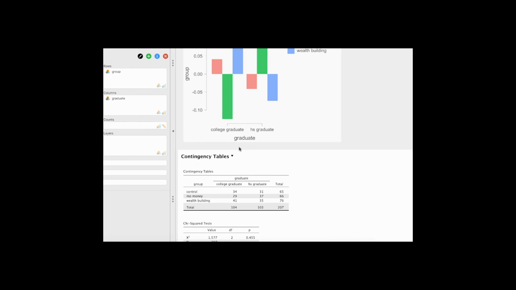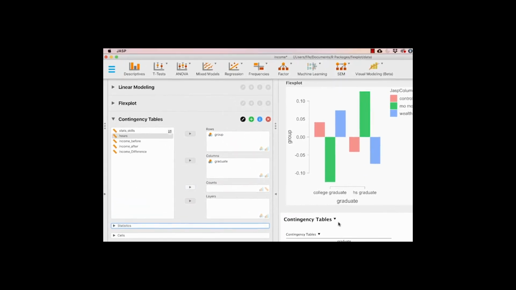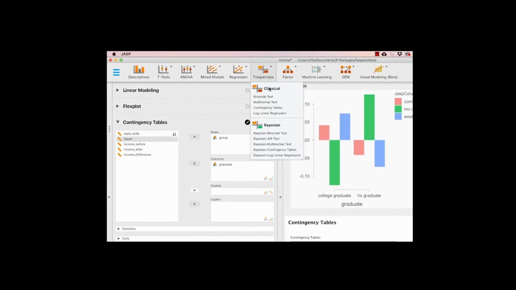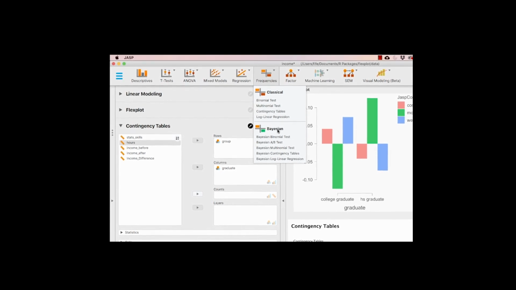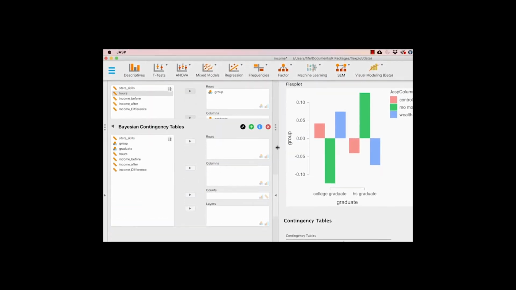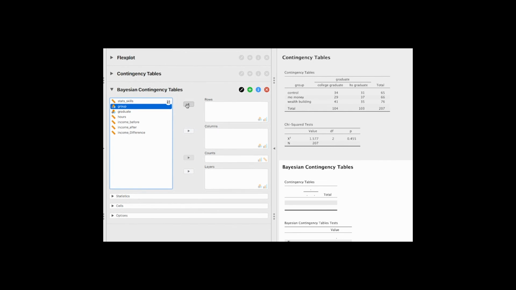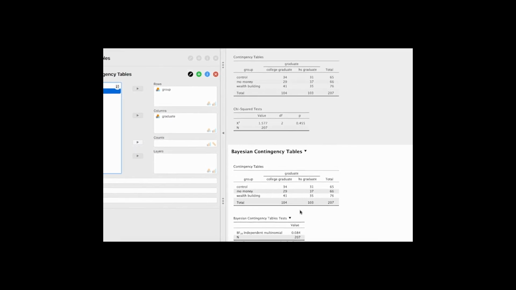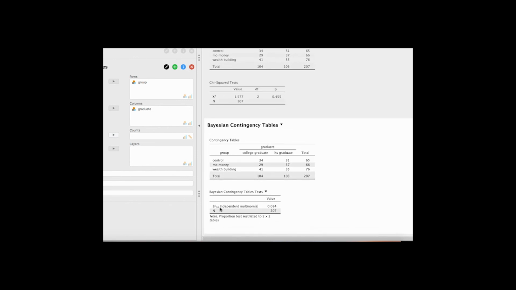Now, it would be nice if we had some Bayes factors here. We can actually do that by clicking on frequencies, and then we have the classical here, which is what we did before, but we could also use the Bayesian. Since we're looking for a Bayes factor, we could do a Bayesian contingency table. Just as before, we're going to click on group in the rows, graduate in the columns. Now what it does is it gives us a Bayes factor 1-0, independence multinomial. What it defaults to is it puts in the numerator the hypothesis that says these two are associated, and in the denominator it has the independence model that says they are not related.